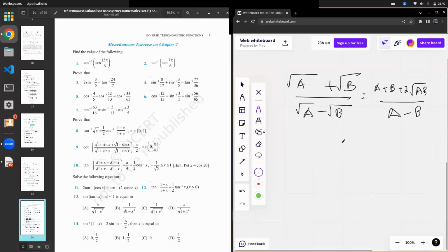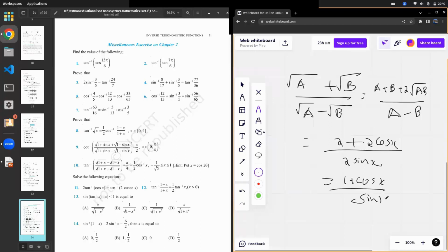If we substitute the values of a and b, the denominator will be 1 plus sin x minus 1 minus sin x, which is 2 sin x, and the numerator will be a plus b, which is equal to 2 plus 2 into root ab. A into b is equal to 1 minus sin square x, which is equal to cos square x. So the root and square will cancel, and this will be equal to 2 cos x. So this will be 1 plus cos x divided by sin x.